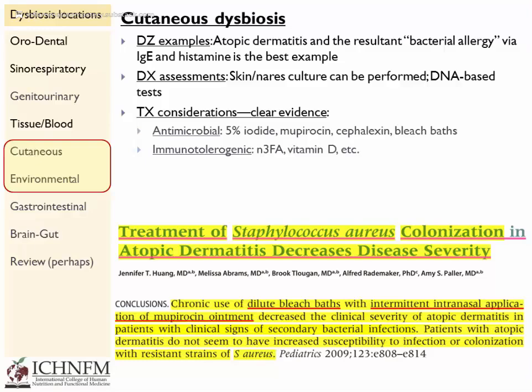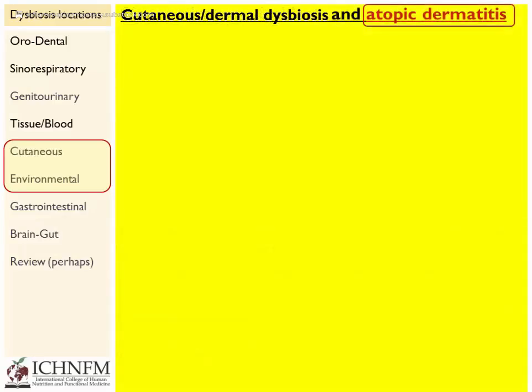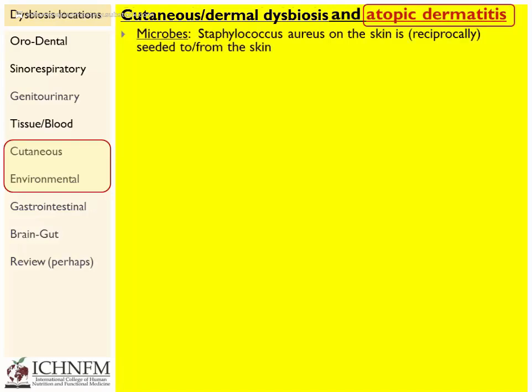The qualitative issue being that the bacteria that colonize those patients are actually more pathogenic, or what we might say, more aggressive. So here's my summary slide for our treatments and interventions for cutaneous dysbiosis, specifically in this case as applied to atopic dermatitis. We're specifically concerned about Staphylococcus aureus on the skin.